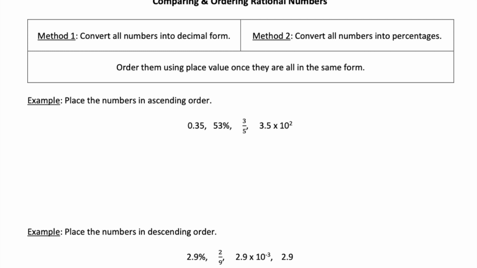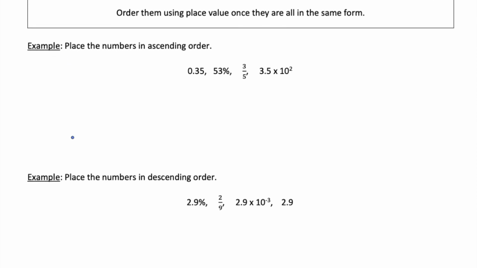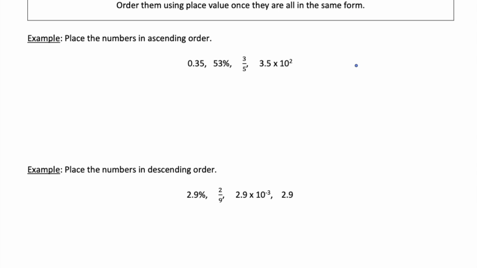So in this first example, it says place the numbers in ascending order. For ascending order, I always imagine a staircase. If you are ascending the staircase, that means you are going up. Ascending kind of has that beginning sound of like up does. So ascending means go up. That means we start low and we go high. So you start with your lowest number and then you get bigger.